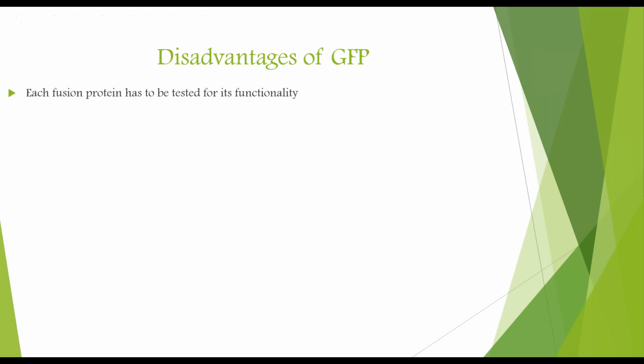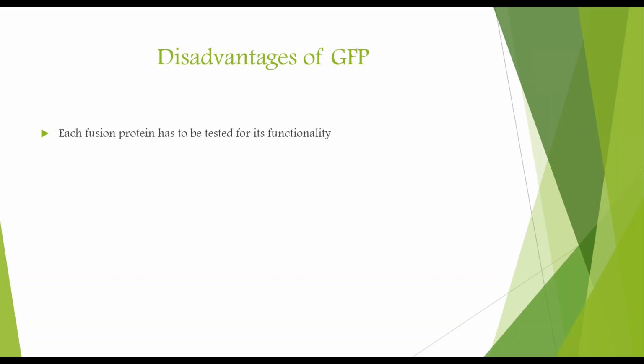So, the disadvantages of GFP. Each fusion protein has to be tested for its functionality. When you're using a green fluorescent protein, each protein has to be tested in vivo because the GFP tag is so relatively large that it could possibly affect the function of the fused protein of interest.